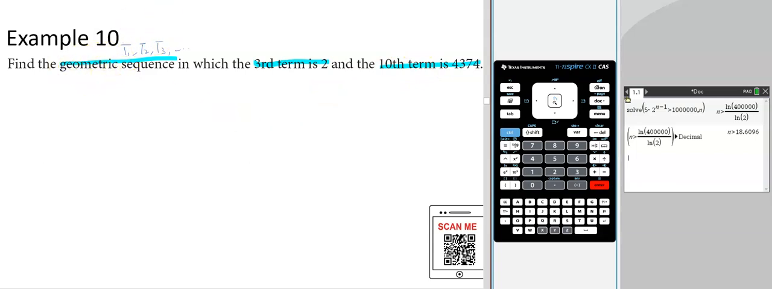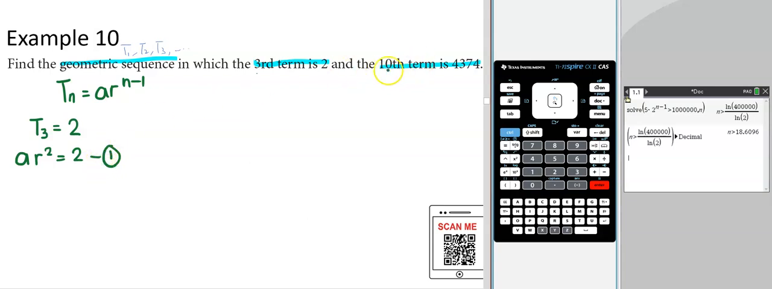For a geometric sequence, the general formula is Tn equals AR to the power of n minus 1. The third term is equal to 2, so your n represents 3. You just substitute into this formula: AR to the power of 3 minus 1 becomes AR squared equals 2. First equation.